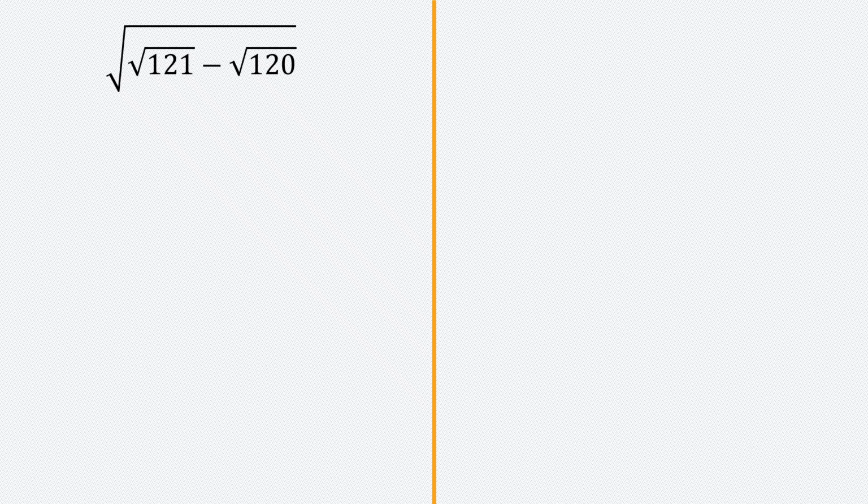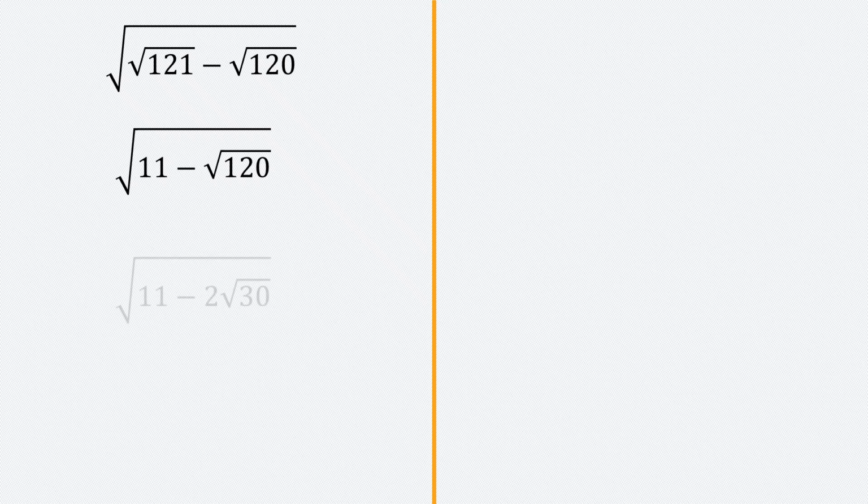So let's begin. The first thing we'll do is break down 121. We know 121 is a perfect square, so the square root of 121 is 11. So we have the square root of 11 minus the square root of 120. Now I can break down 120 into 30 times 4, so it gives me 2 root 30. So the expression now becomes the square root of 11 minus 2 root 30.